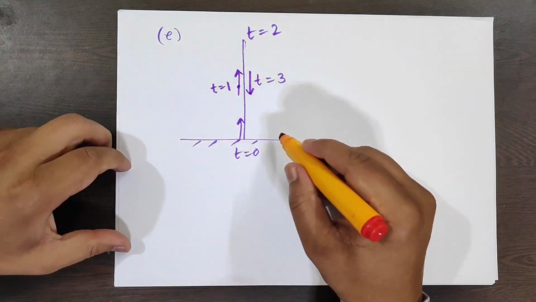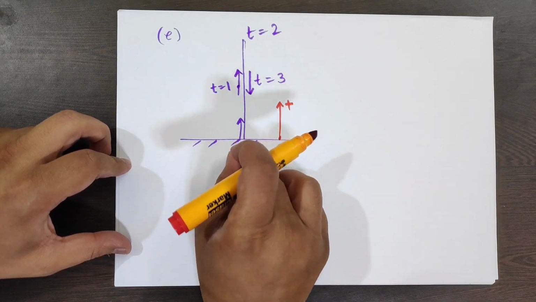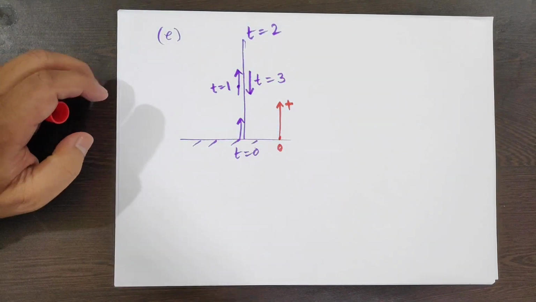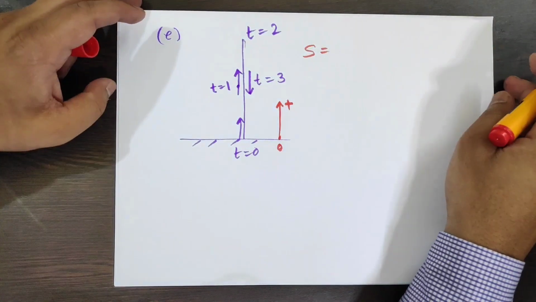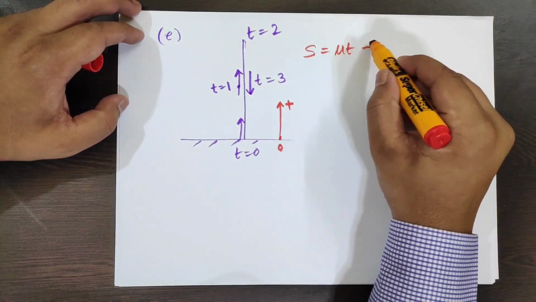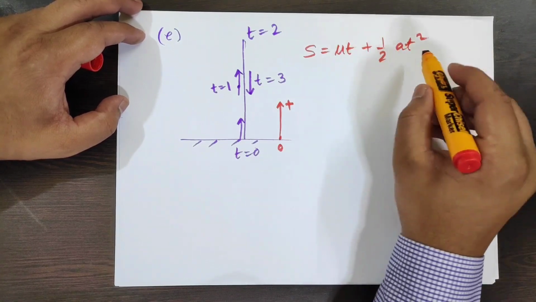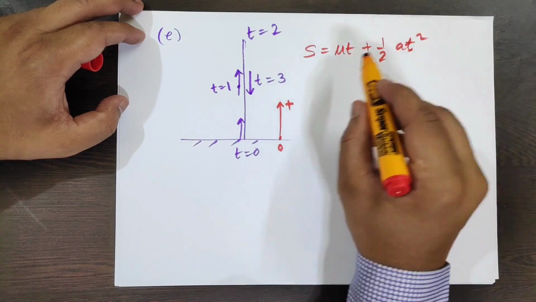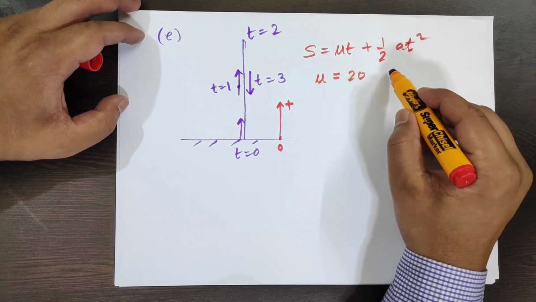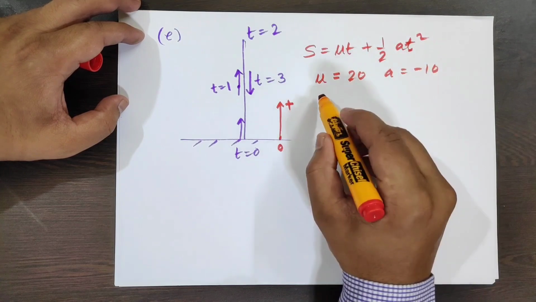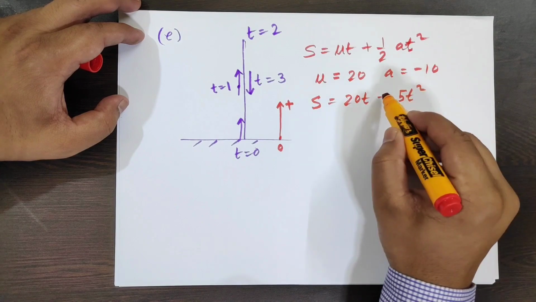Suppose I choose here the 0 and here the axis, it should be here actually, the point where it is thrown. So we'll just apply s equal to ut plus half at square. So you put here u is equal to 20, a equal to minus 10. So s equal to 20t minus 5t square.